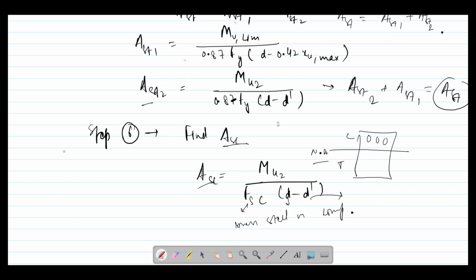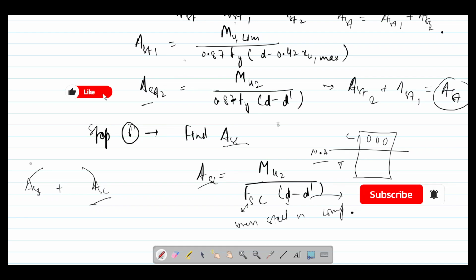So by using all these formulas, we will calculate the Asc, and in the previous step we have calculated the Ast. Now by calculating both these, we'll find out the area of steel in tension as well as area of steel in compression. So that was what the question was all about. We wanted to find out the area of steel in tension and area of steel in compression.